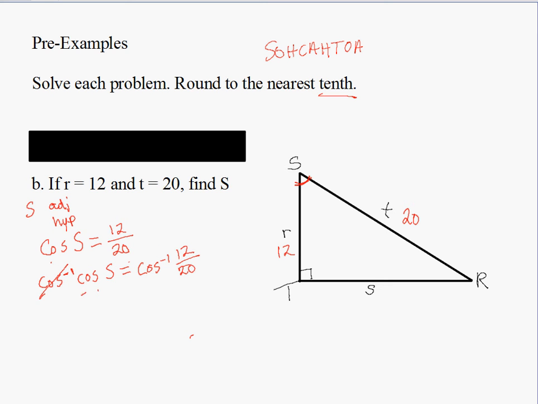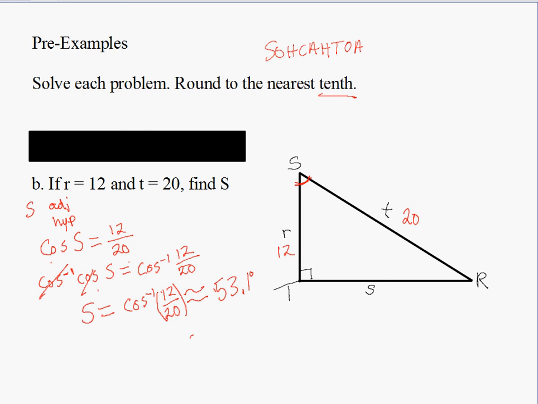We do that so we can cancel out these two cosines, and you are left with S equals inverse cosine of 12 over 20, which is approximately, and I'm just going to give you the tenth on this one, 53.1 degrees. Okay? So in your calculator, you're going to want to put parentheses around this. Especially my people who are at home using the calculators I showed you on iPhone and Android.